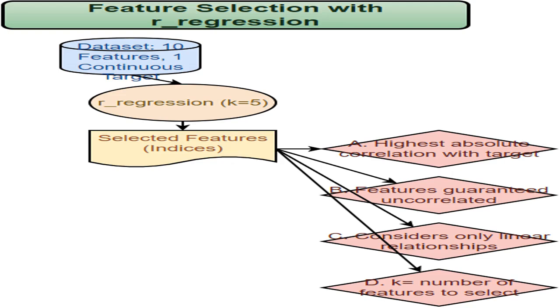I'm only looking at straight-line relationships between features and the target. Curved or complex relationships are not considered. It is like only looking at the straight-line patterns in the data.